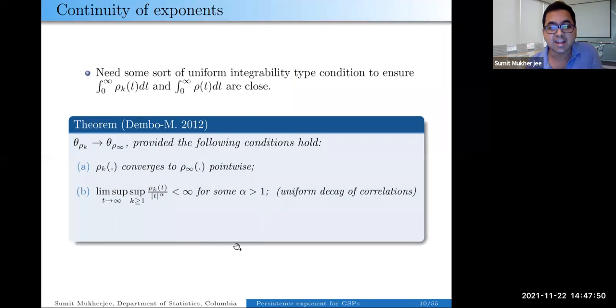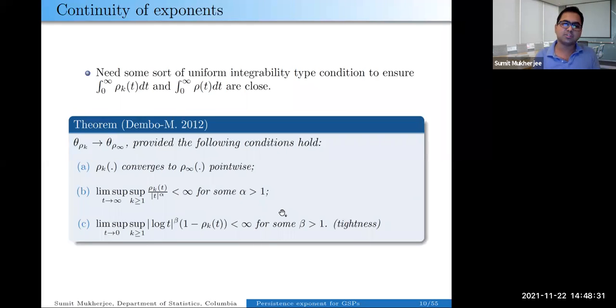Your correlations decay in a uniformly integrable manner, right? So your correlation divided by t to the alpha, for some alpha larger than 1, you take a sup over k, the lim sup is finite. So basically it says your correlations are bounded by some constant times t to the minus alpha. Sorry, I think that t to the alpha should be in the numerator, not in the denominator. So the correlation is bounded by a constant times t to the alpha as t goes to infinity. So you want your correlations to decay in a uniformly integrable manner.